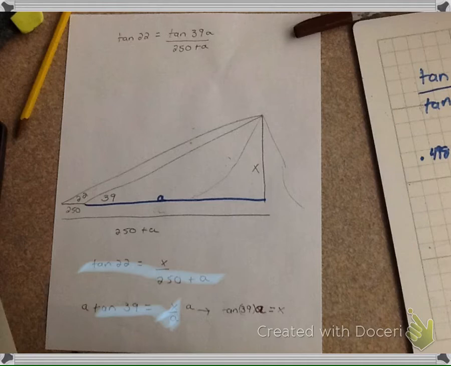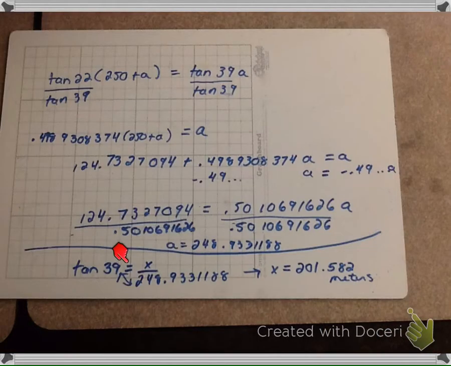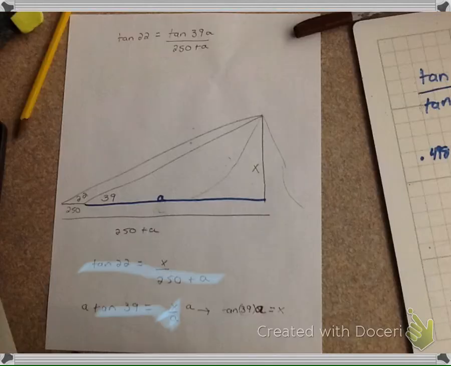That's what I wrote right here. The tan of 39 times A is equal to x. Now, since I know what x is, it's this expression down here, tan of 39 A. I took this equation and I plugged in my x value, right into here, and I wrote it up here. The tan of 22 equals x, and x is this, over 250 plus A.